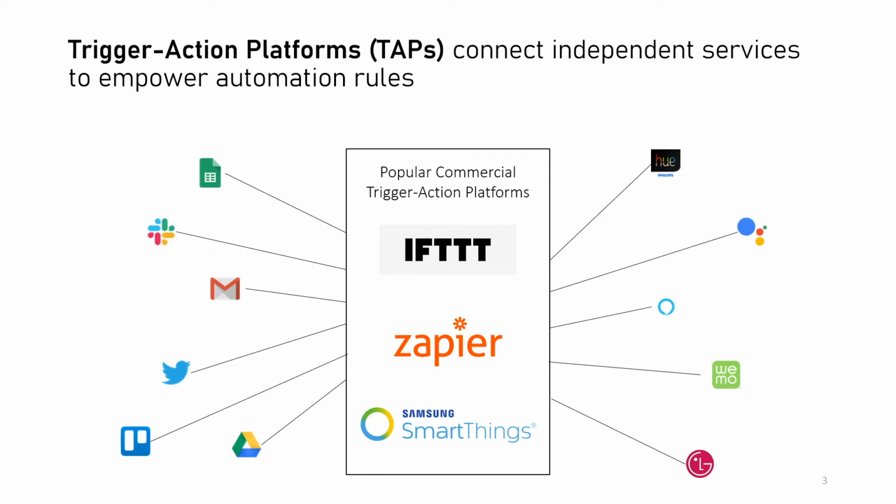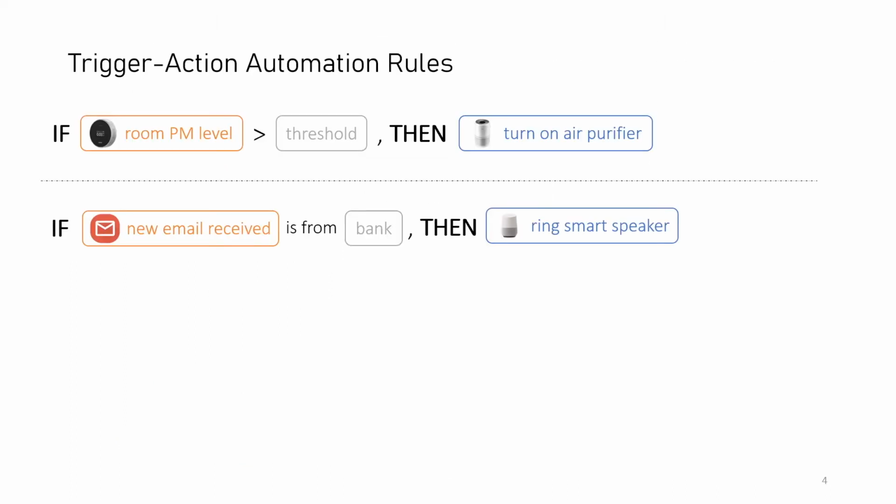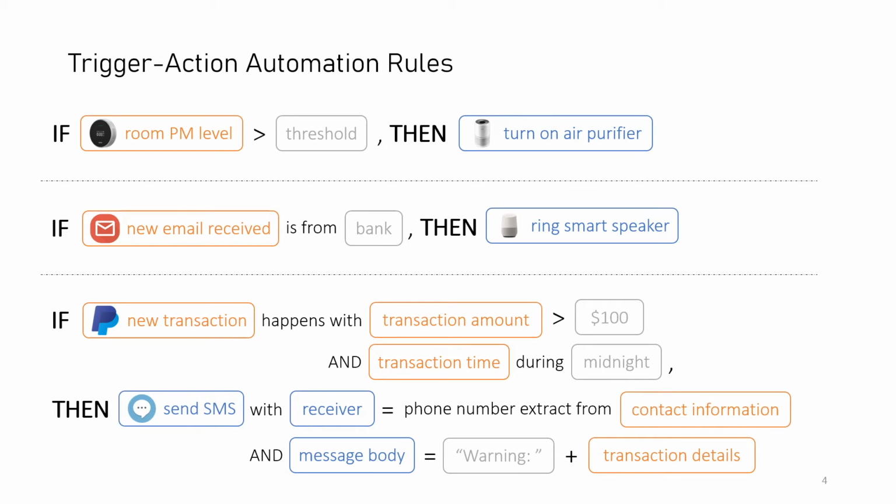Popular commercial TAPs, such as IFTTT and Zapier, are connected to lots of online services to gather the required information to execute the rules. In this slide, we show two simple rules that automatically activate some smart home devices when a certain event happens. These rules can also get a bit more complicated. The third example describes a rule that sends a warning message when there is a suspicious transaction happening, and it requires a number of condition checks as well as extracting a phone number from a string.